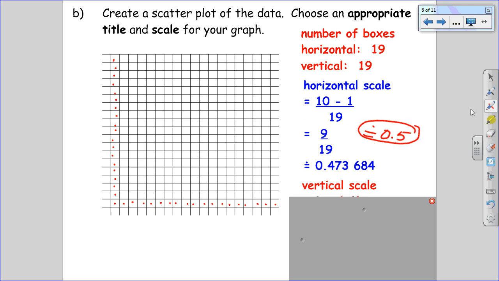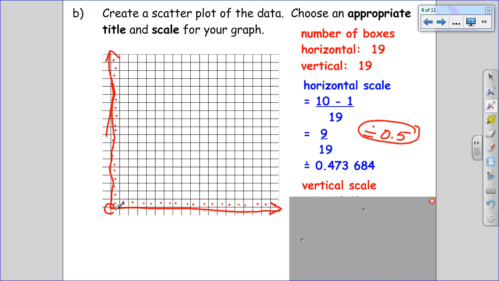So if I draw my axes on here, this is not going to go very well because, of course, I'm not using a ruler. So I'm not doing a very good job here. I apologize. You guys are all going to use rulers. And I'm drawing a horizontal axis.